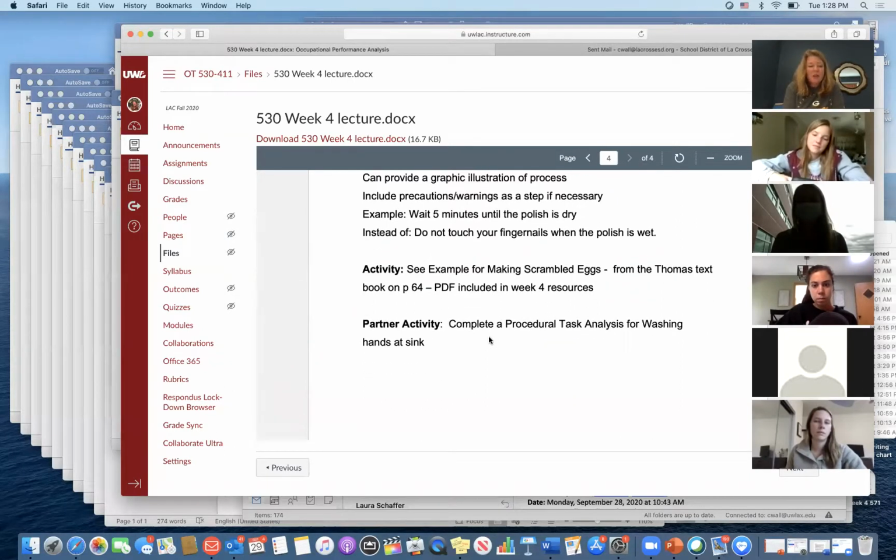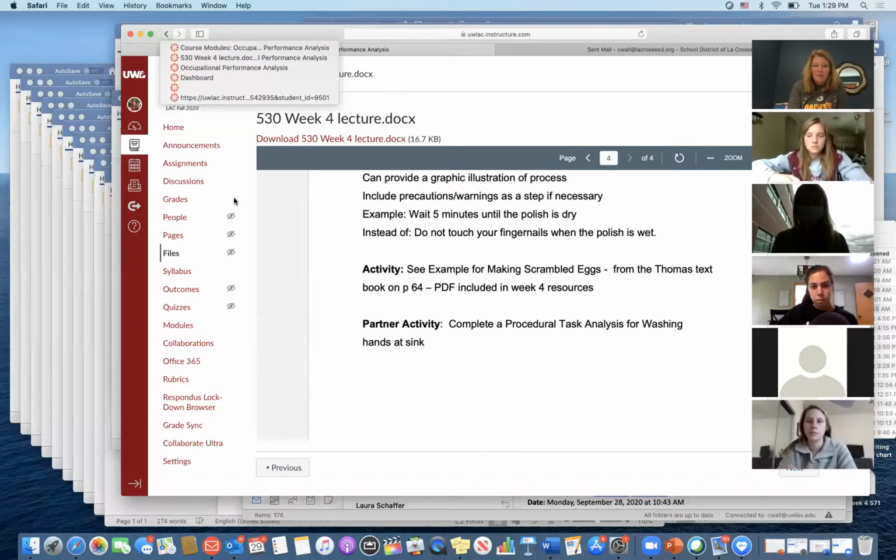We're going to take a quick look at an example they had in the book. I copied it and included it in our module resources for today. Then I'm going to break you off into groups to do the same sort of thing, just with hand washing, for a few minutes. And then we're going to come back and do our next activity.